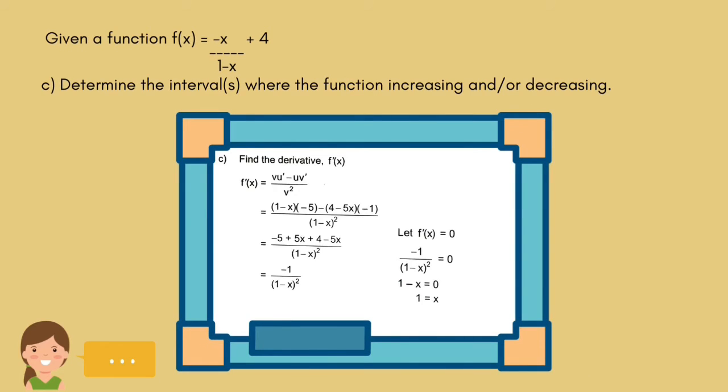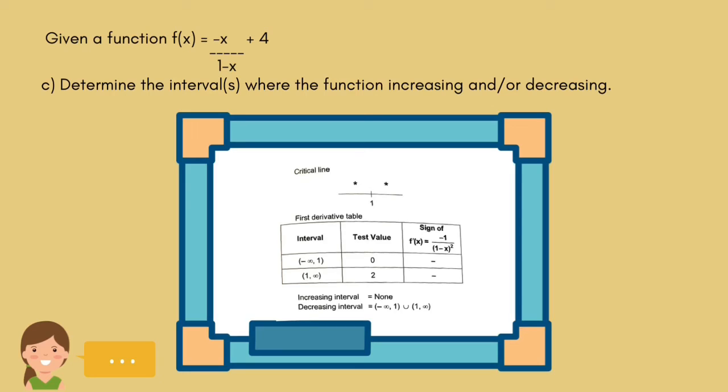C, we have to determine the intervals where the function is increasing or decreasing. For this question, first we have to find the derivative, for which we have to use the quotient rule. After we get the first derivative function, we have to let the function equal to 0. Then we have to construct the critical line and the first derivative table. By substituting the test value into the first derivative function, we can determine the increasing or decreasing interval. If we get a positive value, it will be the increasing interval. If we get a negative value, it will be the decreasing interval.